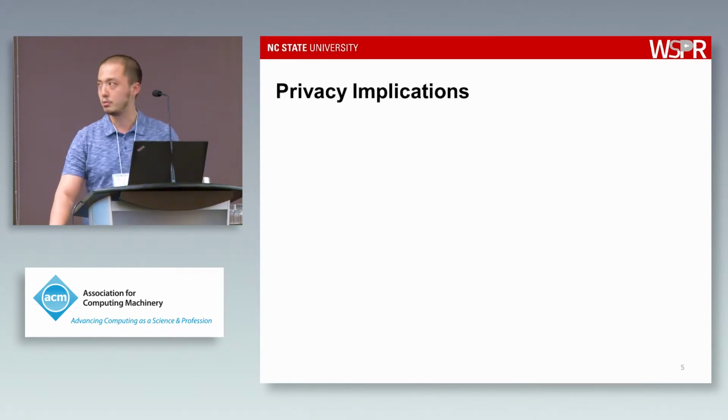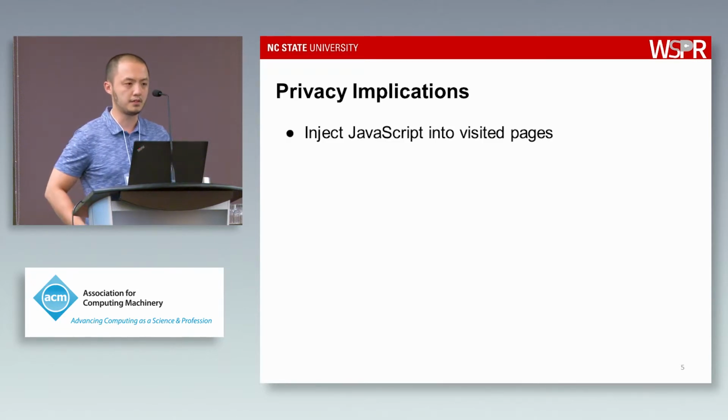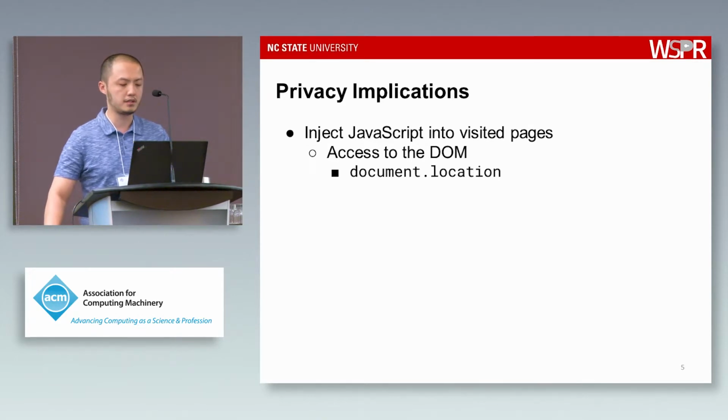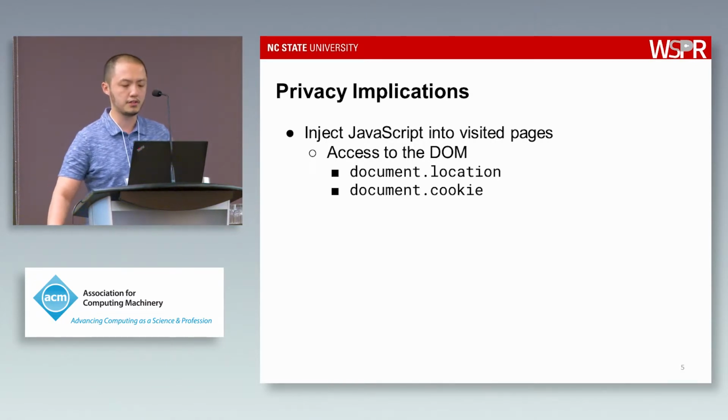To summarize, the privacy implications of browser extensions come from the fact that, first of all, they have access to the visited pages. This means they can inject arbitrary JavaScript code to be executed in the context of the visited pages. The injected code will then have access to the DOM interface on that page. They can read the document location property, which gives them access to the URL of the page. They can also retrieve cookies from the website, and read user inputs into form elements on that page, including usernames and passwords.